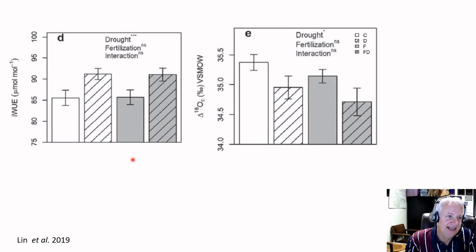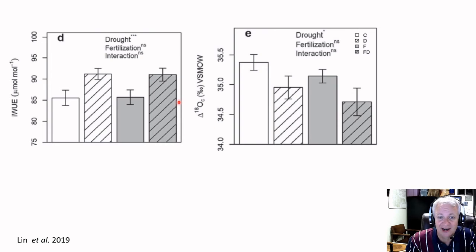And what you can see is that this is water use efficiency. This is derived from carbon isotope discrimination. And you can see that the plots that received throughfall diversion, or the drought treatment, had greater water use efficiency, as measured by stable carbon isotope discrimination.